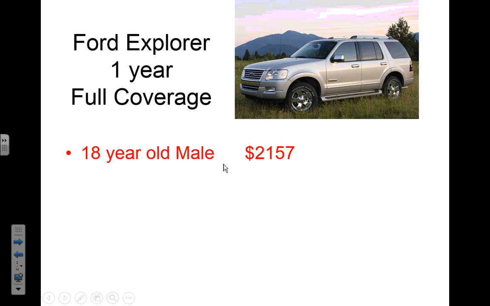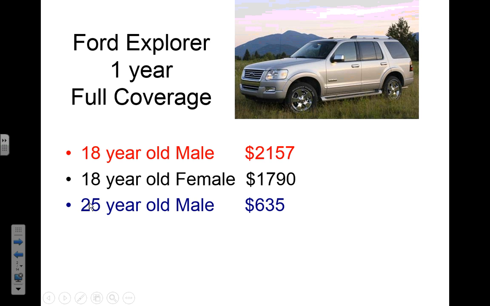An 18-year-old male for 1 year was $2,157. An 18-year-old female was $1,790. Now everything was identical, same driving record, everything except the gender. So you notice that males do pay a considerable amount more than females.